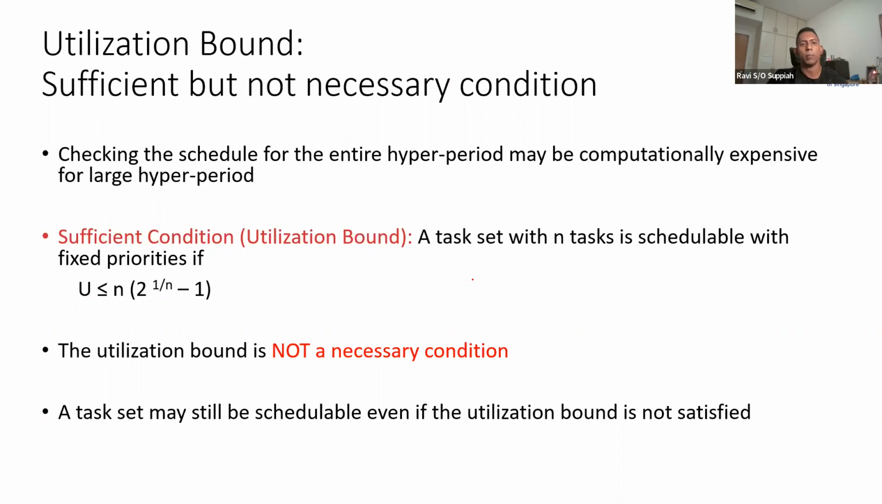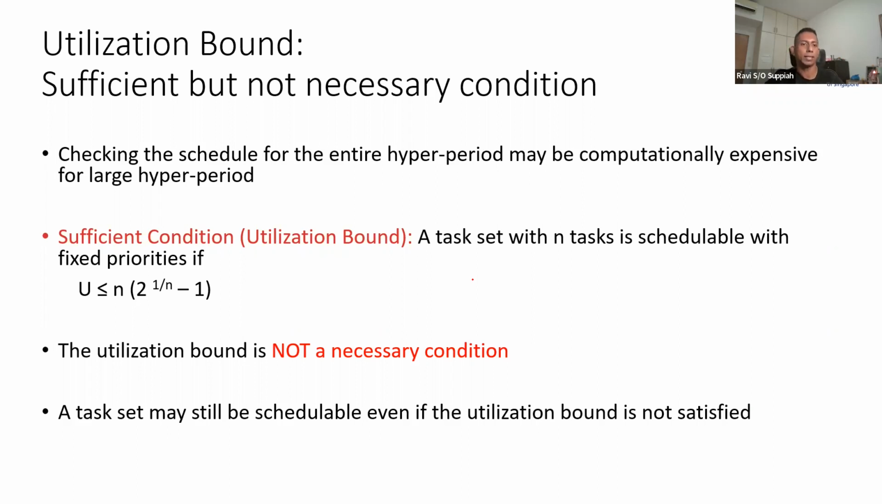trying to compute everything based on the entire hyper period, which may not be feasible, correct? Especially if I have a large hyper period. Imagine a hyper period of 20 cycles is okay, still manageable to draw out and analyze. What if my hyper period is 500 cycles or 800 cycles? It's not feasible to analyze such a large hyper period.